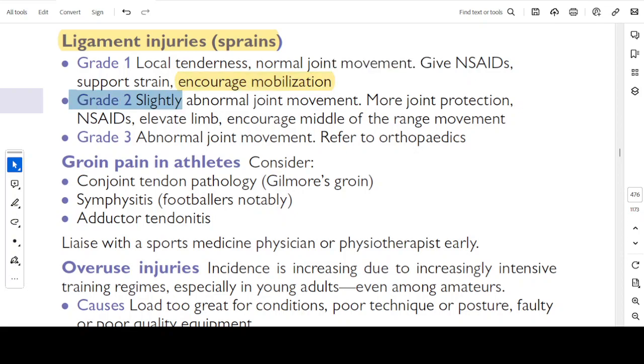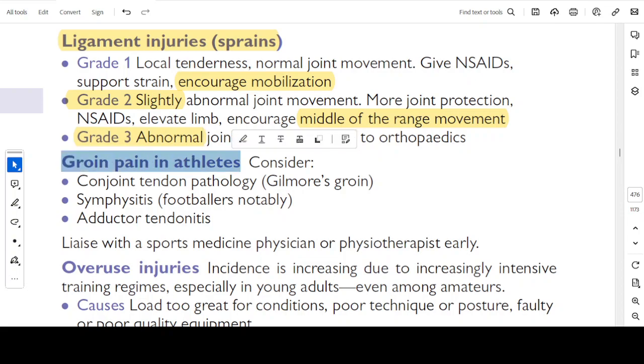Grade 2 ligament injuries: slightly abnormal joint movement is there, so more joint protection, NSAIDs, elevate the limb, encourage the middle of the range of movement, not the complete range of movement. Grade 3: abnormal joint movement, refer to orthopedics.